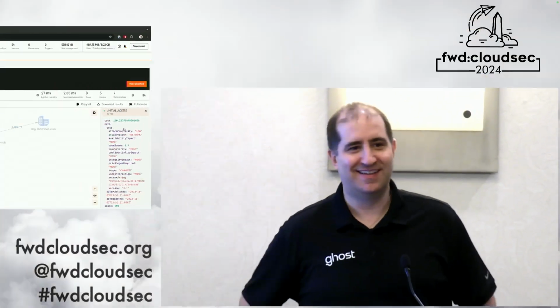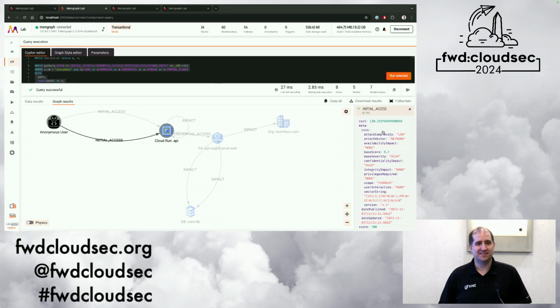So RedisGraph only stores key-values. Memgraph and Neo4j support nested objects. So I can show this right here is a JSON blob of the CVE details. So that's how I get around it.